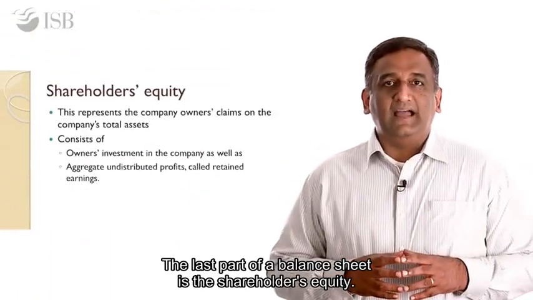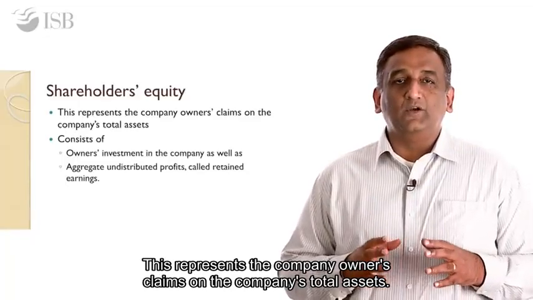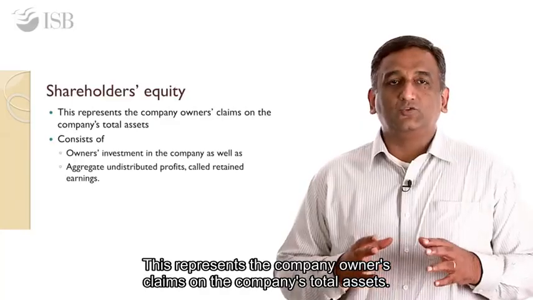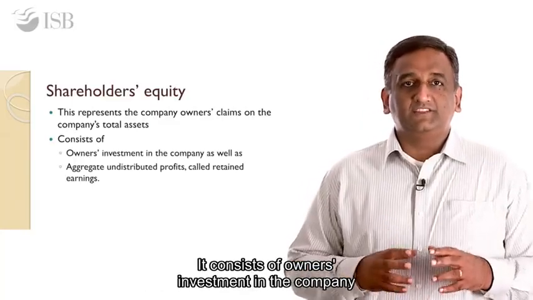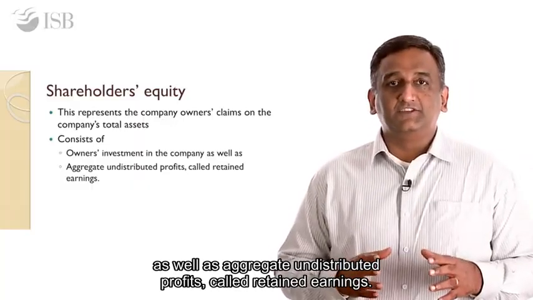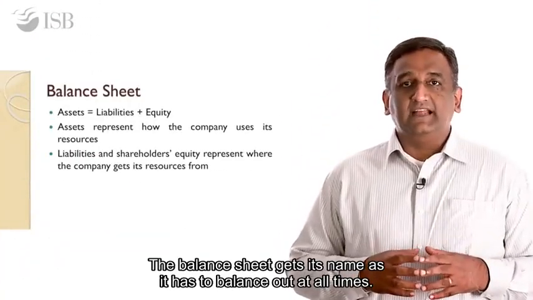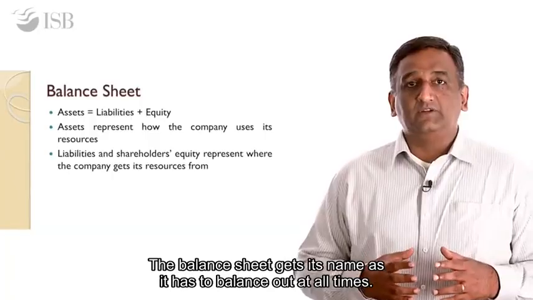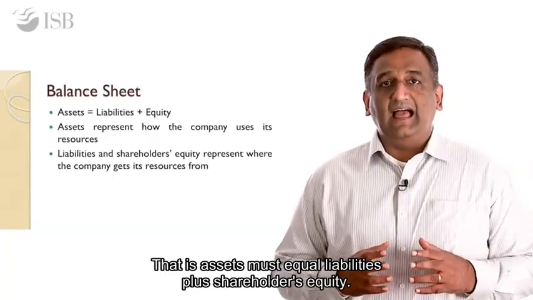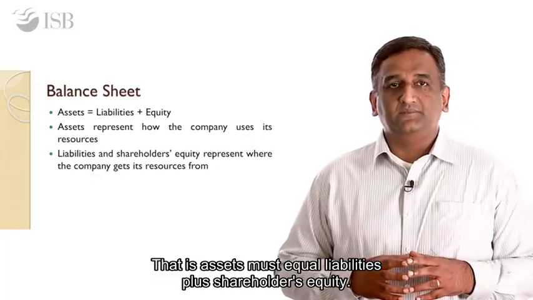The last part of a balance sheet is the shareholders' equity. This represents the company owner's claims on the company's total assets. It consists of owners' investments in the company as well as aggregate undistributed profits called retained earnings. The balance sheet gets its name as it has to balance out at all times. That is, assets must equal liabilities plus shareholders' equity.